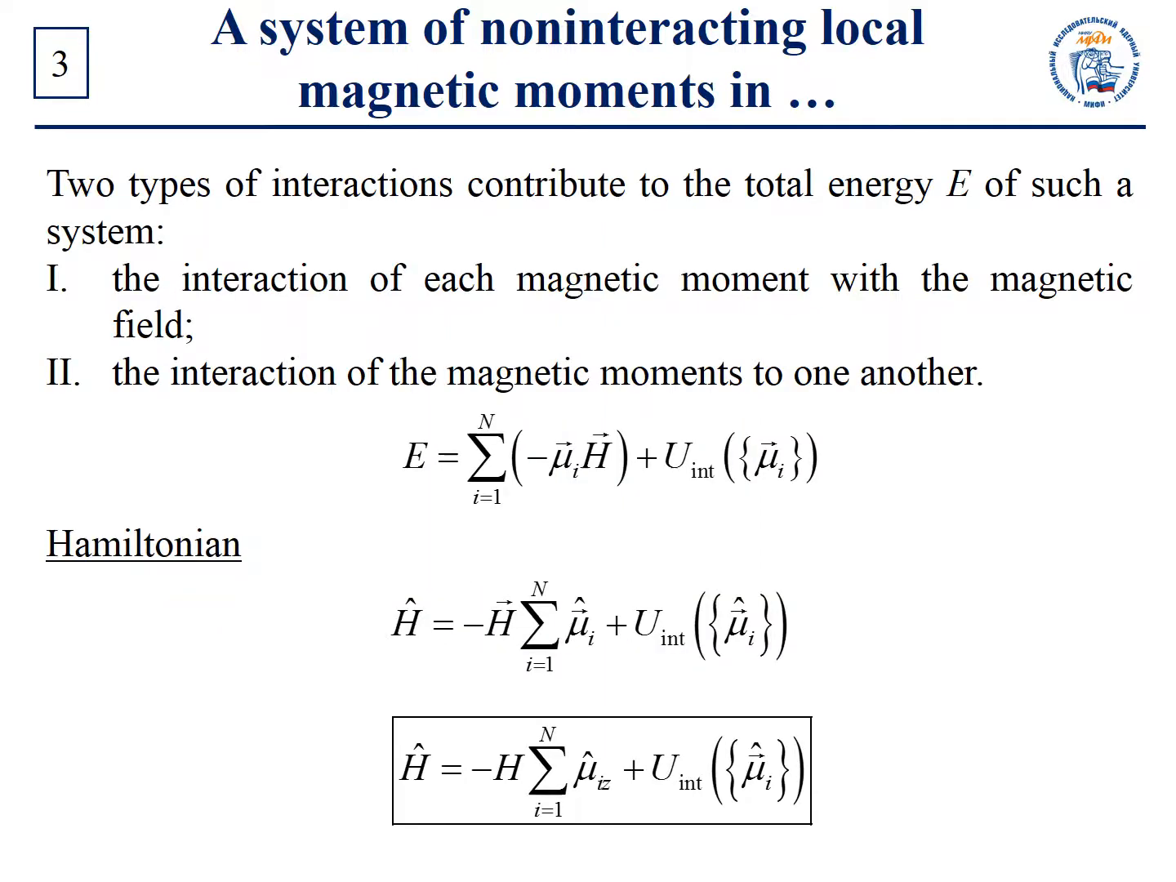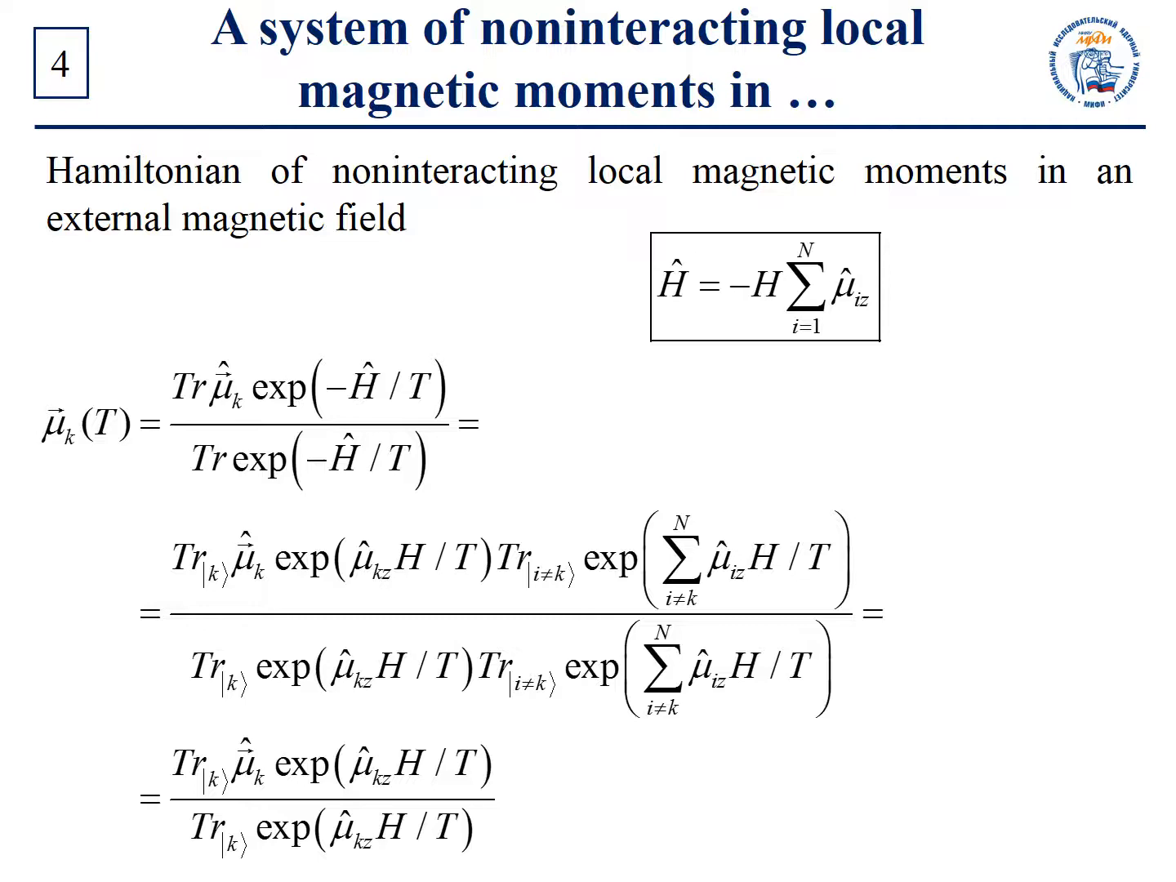Two types of interactions contribute to the total energy E of such a system. The first is the interaction of each magnetic moment with the magnetic field, and the second is the interaction of the magnetic moments to one another. The expression for the total energy has the following form. Thus, the Hamiltonian looks like this. Taking the z-axis along the magnetic field, we finally obtain for the Hamiltonian the following expression.